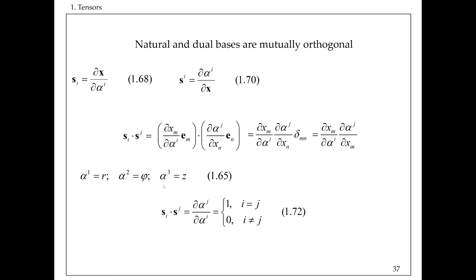The same for phi, so when i equals j equals 2, it still will be 1. It's very similar to the delta function. Now, based on these two basis vectors, we have the natural and the dual basis vectors. We have two ways how we can write a vector, or higher order tensors, in our curvilinear coordinates.